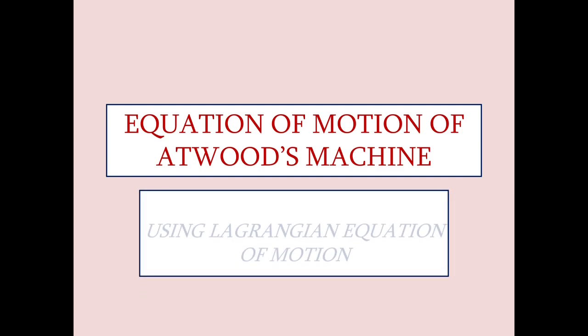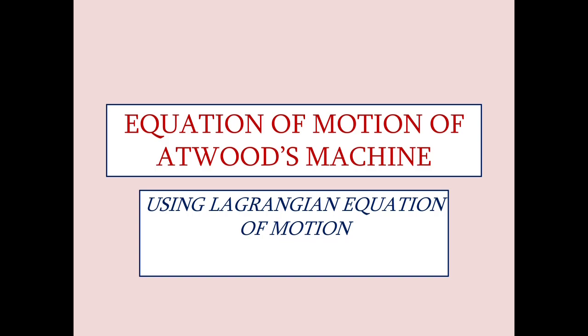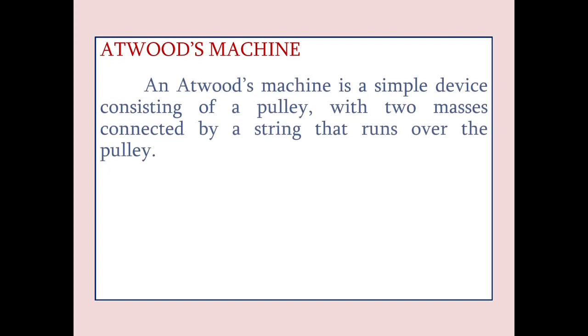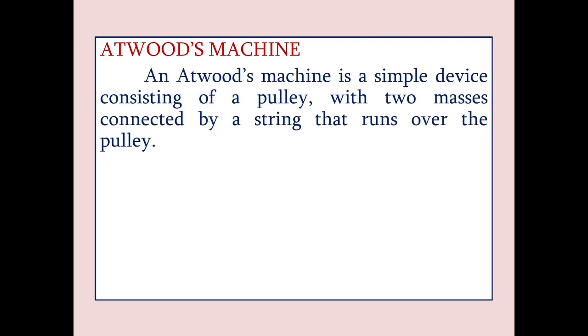In this video, let us derive the equation of motion of Atwood's machine using Lagrange's equation of motion. Now let us start by discussing what Atwood's machine is. Atwood's machine is a very simple setup which consists of a small pulley with two masses connected by a weightless rope, and this rope runs over the pulley.